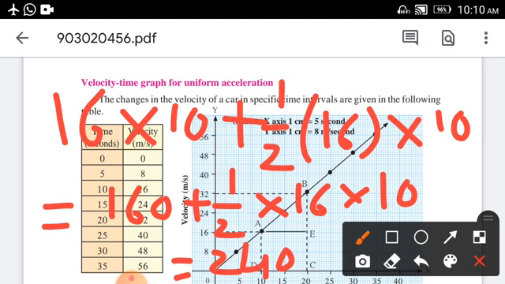After solving, we get the answer 240 meter. So this is the solution for velocity time graph.